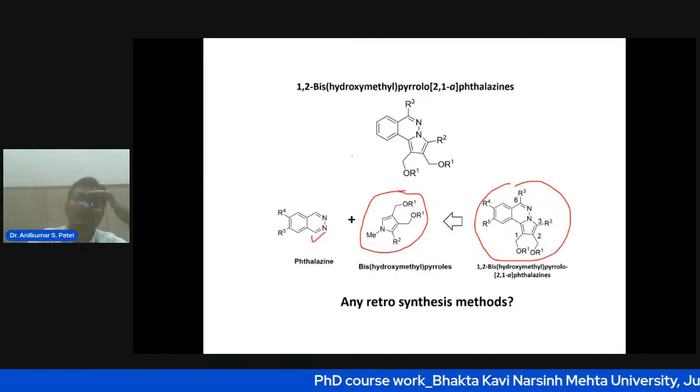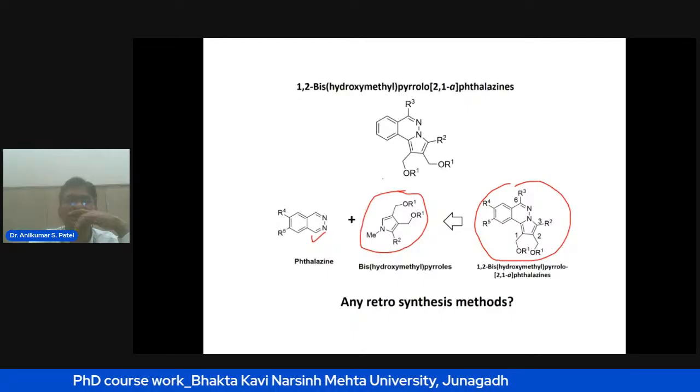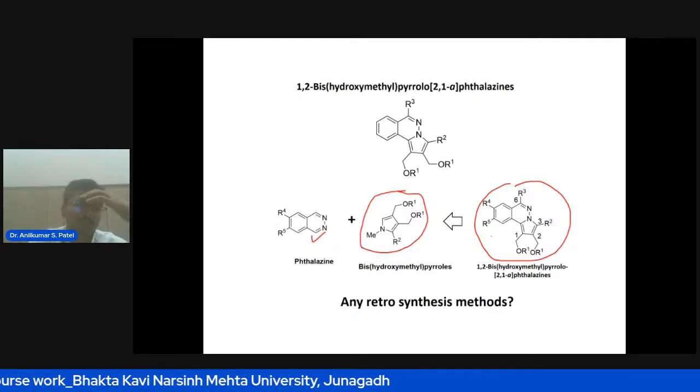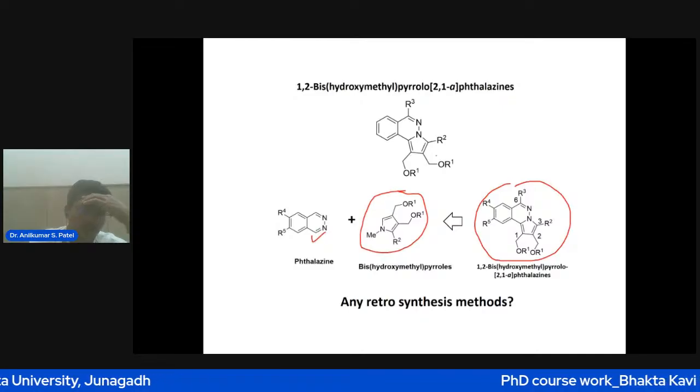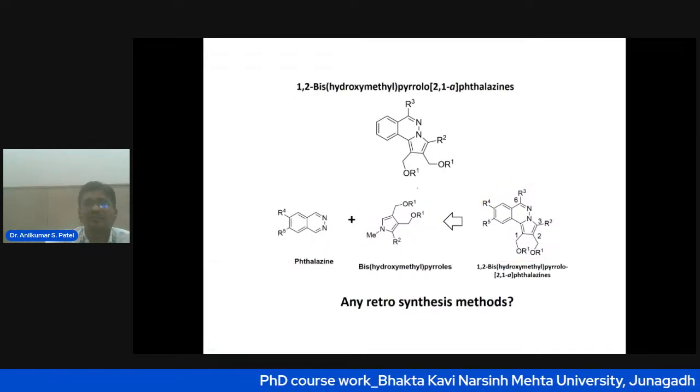Bis-hydroxymethylpyrrolophthalazines. Now, this is just the theoretical design. How is the synthesis possible to prepare these types of molecules? So I am going to show you the scheme, how it works.